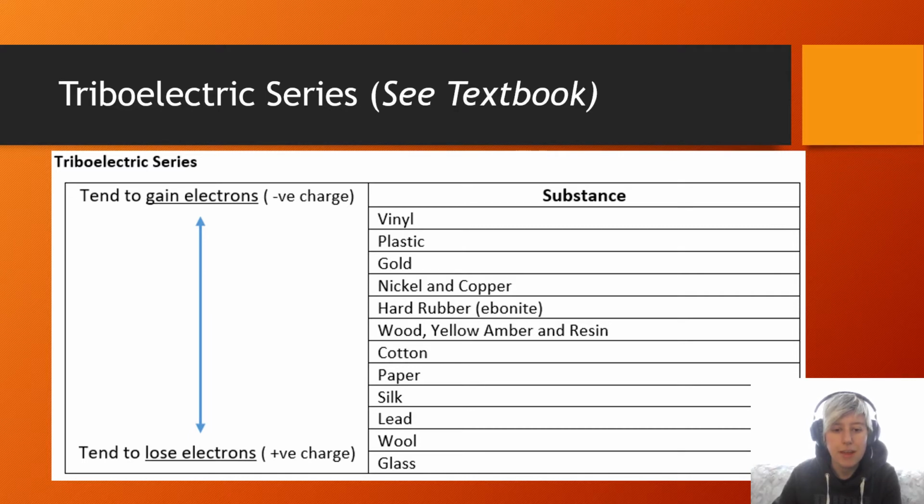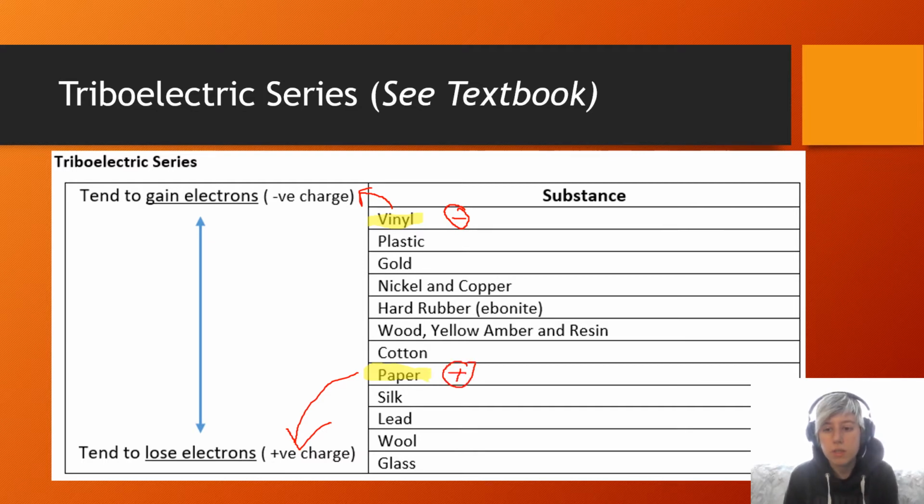So let's say I am rubbing vinyl with paper. To figure out which one is going to acquire the negative charge and which one is going to acquire the positive charge, I basically look at its position on the chart. I see that vinyl is closer to the negative charge end, so vinyl is going to acquire a negative charge, and paper is closer to the positive charge end, so paper is going to acquire a positive charge.